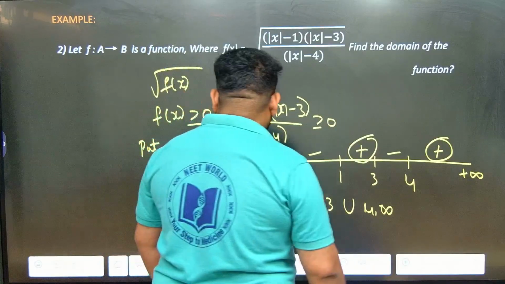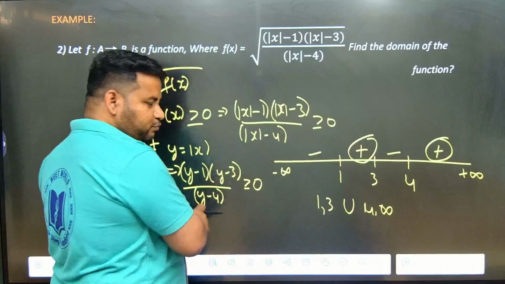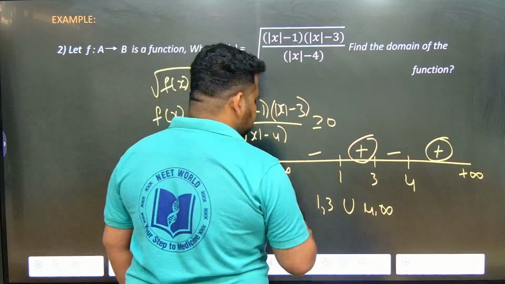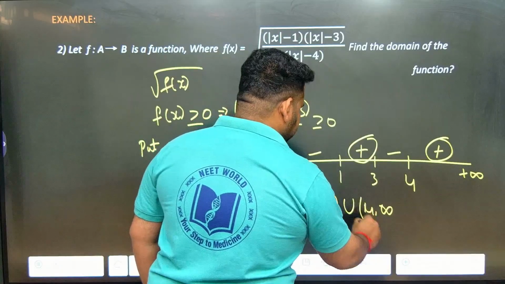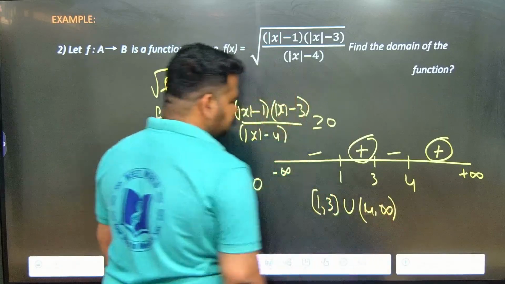Now let us look at the brackets. Greater than or equal to 0 means the vanishing point should have a closed interval, so this will become closed. The 4 is a discontinuous point, so open interval. Infinity is an open interval. This is what we will have.